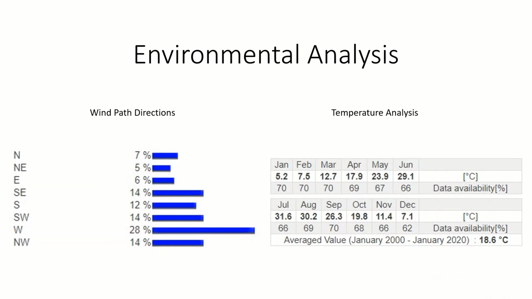In continuing the climatic analysis of the site, we have the wind path direction, where the strongest winds come from the west side, and after that northwest, southwest, and southeast are the strongest respectively. By analyzing the temperature in Tehran during different months of the year, January is the coldest month at 5.2 degrees and July the hottest at 31.6 degrees.